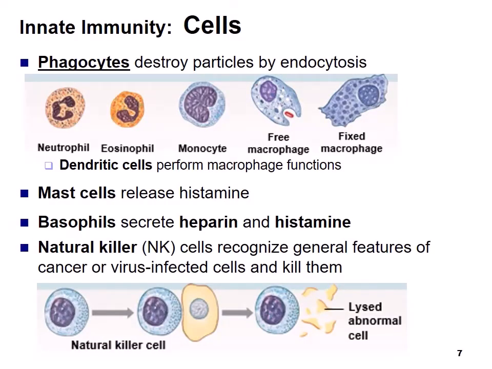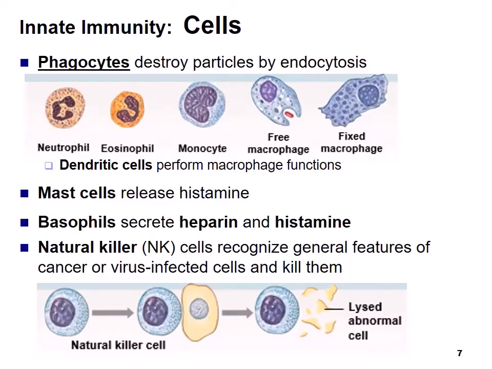You also have innate immunity cells, like phagocytic cells that engulf particles and destroy them. And you've also got mast cells, which release histamine, which is involved in the inflammation, which we'll talk about in the next slide. You've got basophils that secrete heparin and histamines, and natural killer cells. They do just like what they sound like they're going to do.